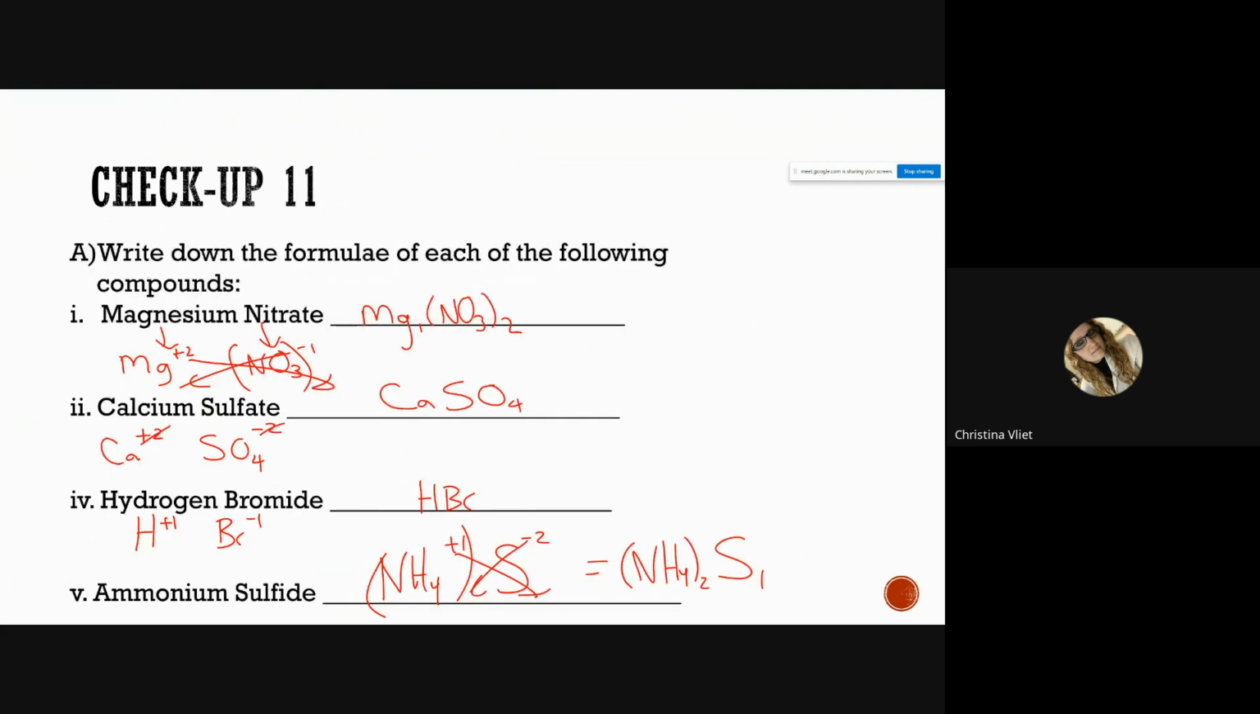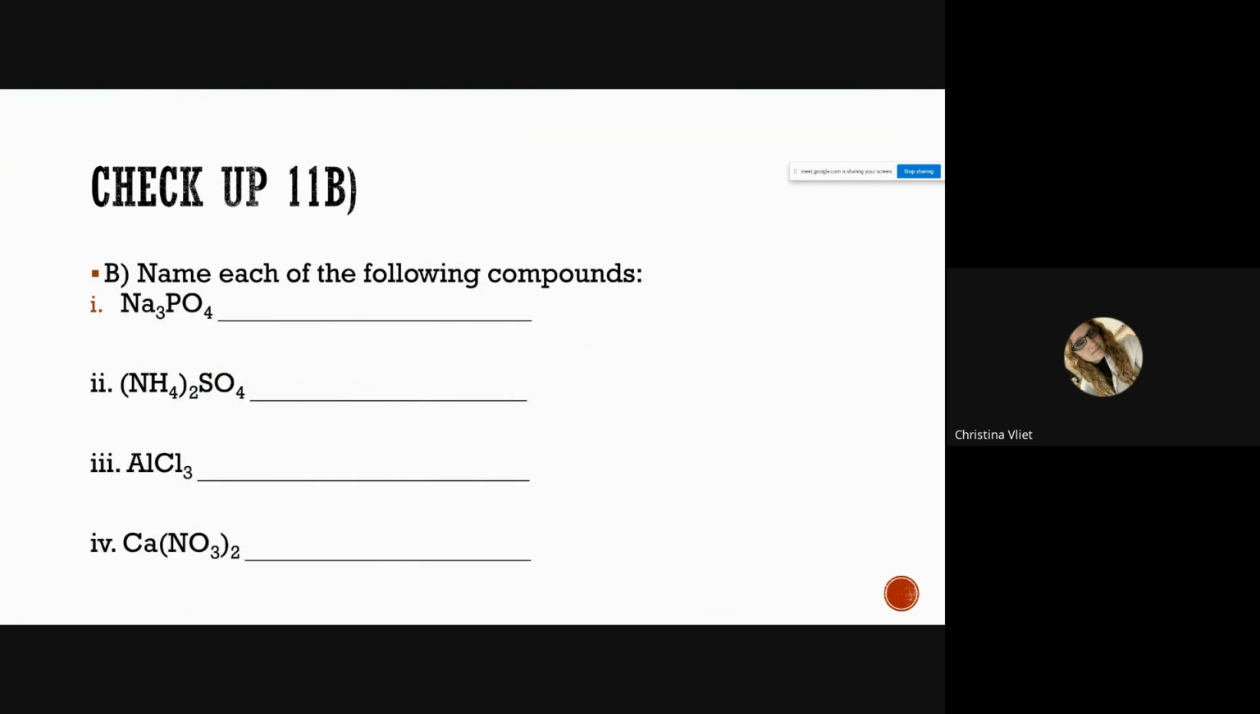We're going to go the other way around. Some of you may be ahead of me and may have already done it. All right, so the other way around: I give you the formula, you give the name. What's the name of the first one?